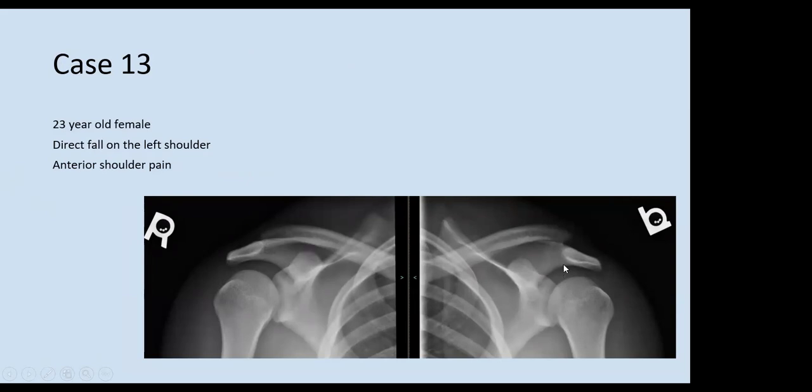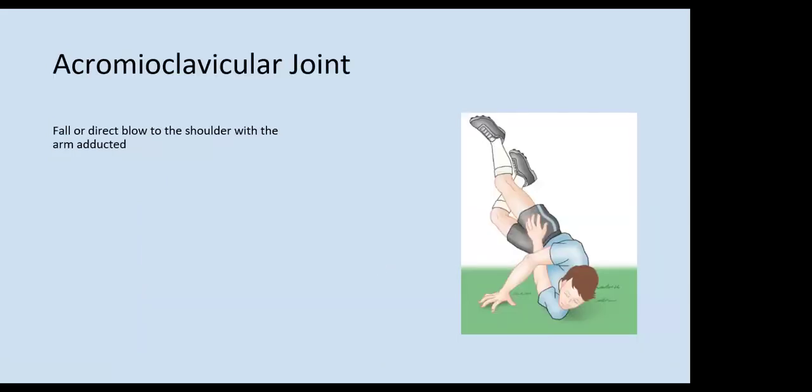However, on the left side, we see the superior subluxation of the left acromioclavicular joint, and we see widening of the coracoclavicular interval when you compare it with the right side. So this is a case of type 3 ACJ injury.